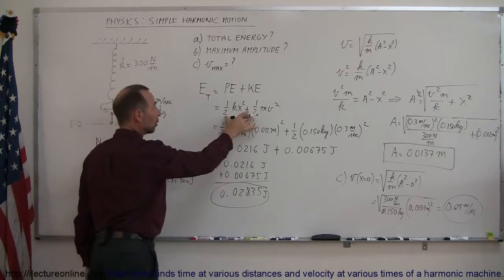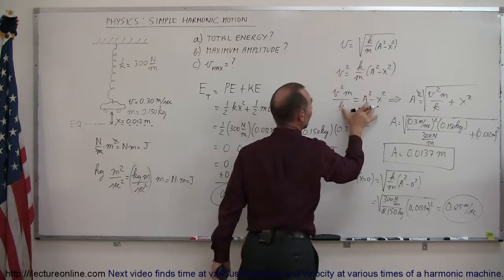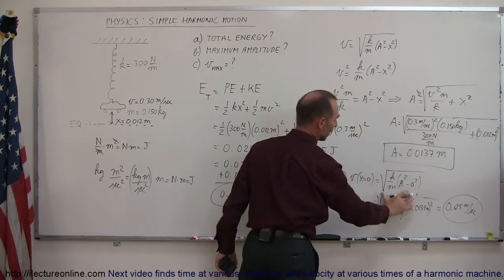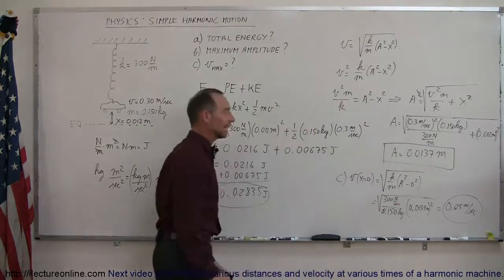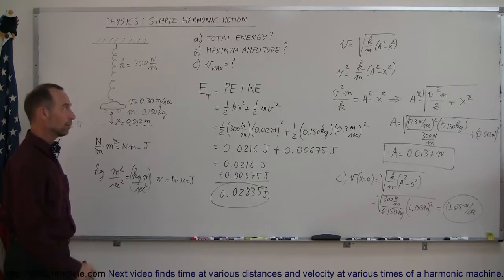All right, so there you can see that using the very same energy equation, we can find the total energy. We can use that very same equation, turn into velocity in terms of x to find the amplitude, and then by plugging in the various numbers, we can find the velocity anywhere along the motion. And that's how you do a problem like that.